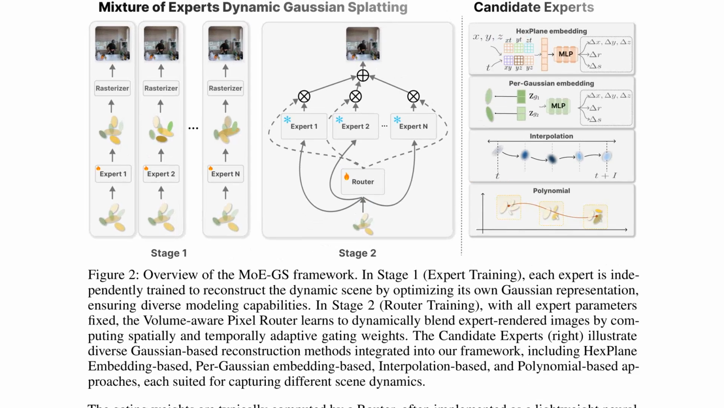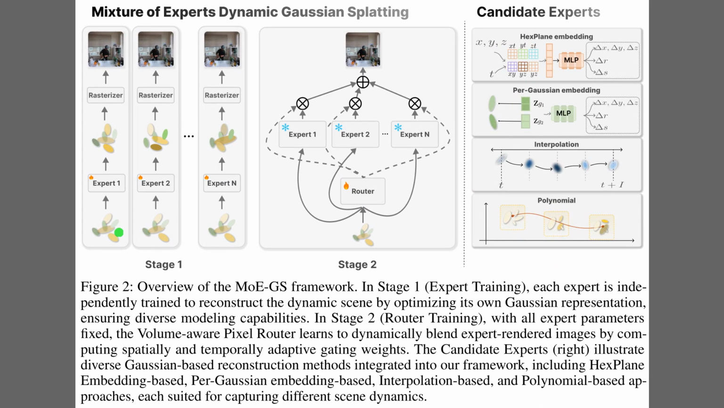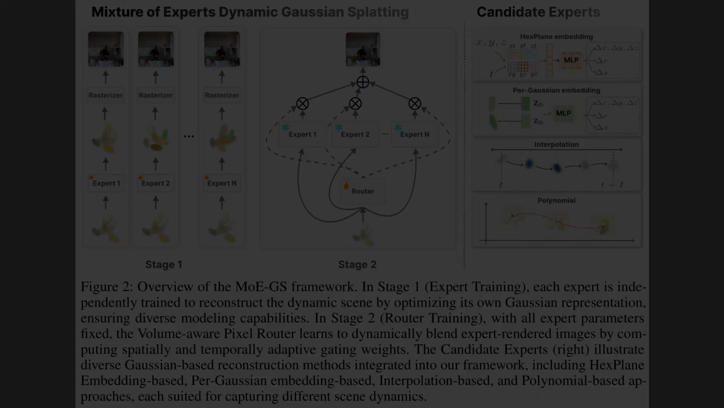So Figure 2 presents the full pipeline. Stage 1 shows independent expert training, where each dynamic Gaussian model learns its own scene representation so diversity emerges. Stage 2 adds the volume-aware pixel router, which takes expert images and produces adaptive gating weights to blend them per pixel across space and time. The right panel lists candidate expert families, including hex-plane embedding, per Gaussian embedding, interpolation, and polynomial strategies.